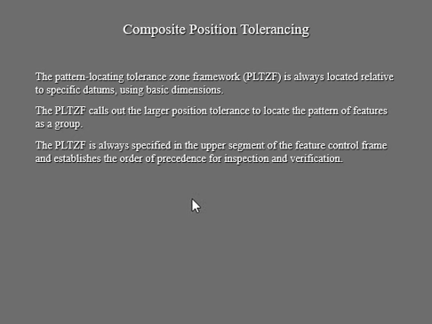So anyway, let's go back to the composite positioning. We're going to combine composite to simplify it. We're going to combine two tolerance frames like that. I already showed you the very first tolerance frame like that.